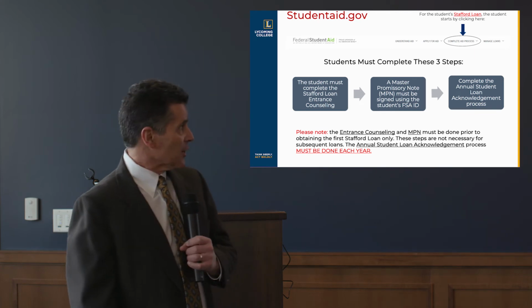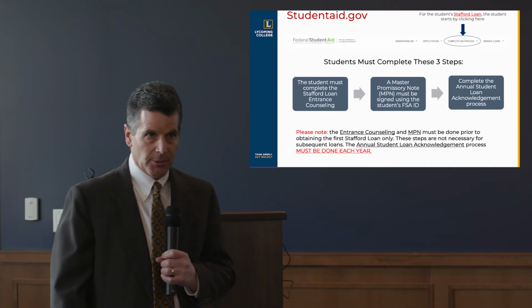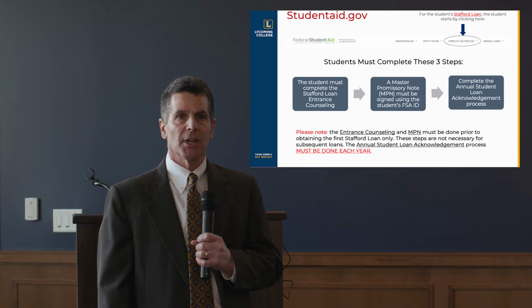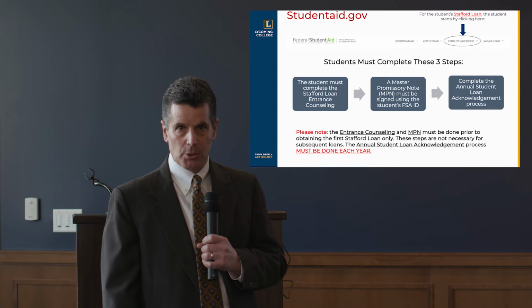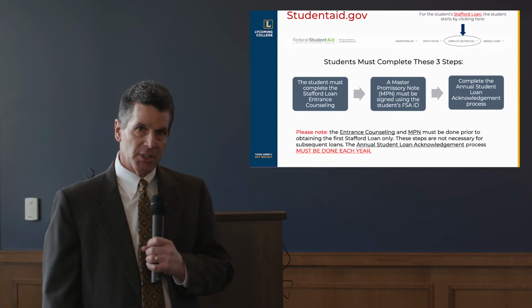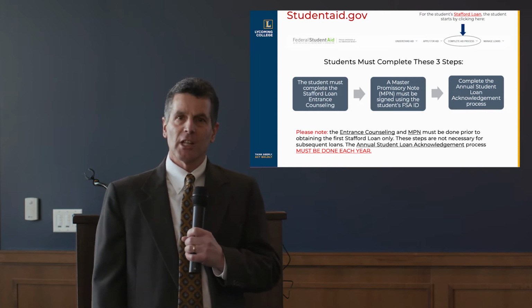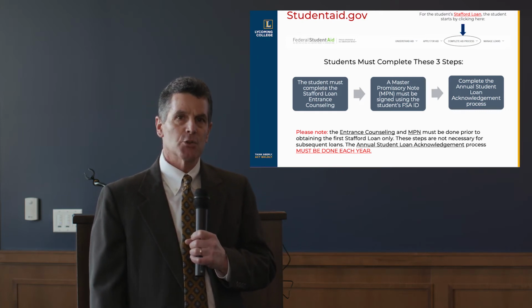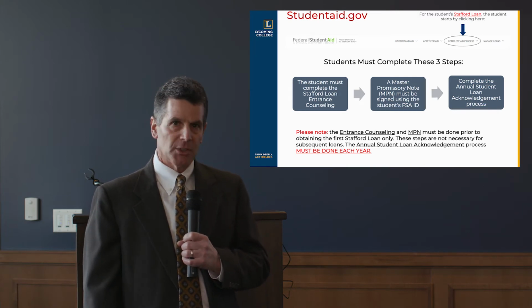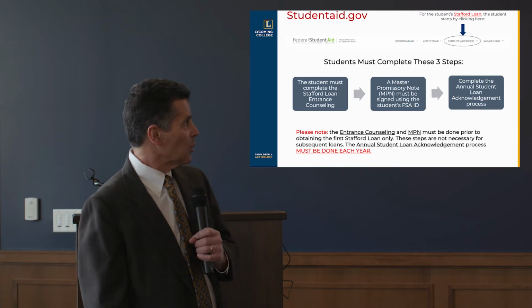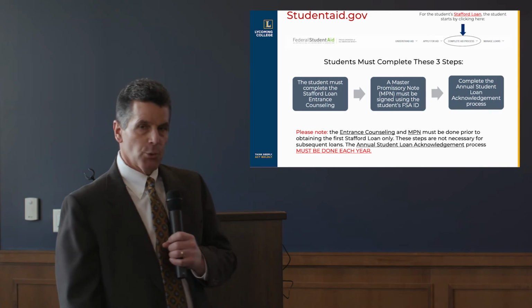And the first thing that your student needs to do is complete the Stafford loan entrance counseling. Now, the entrance counseling is going to explain to the student their rights and responsibilities regarding the Stafford loan. Next, after they complete that, is the master promissory note that has to be signed. Now, it is signed electronically. It's going to be signed using your FSA ID, which is the same ID the student used to complete the FAFSA application.